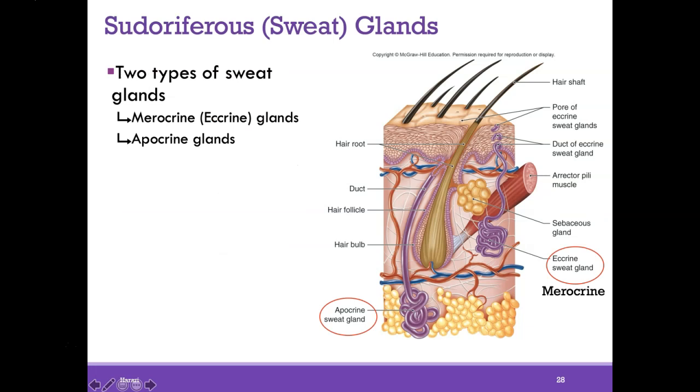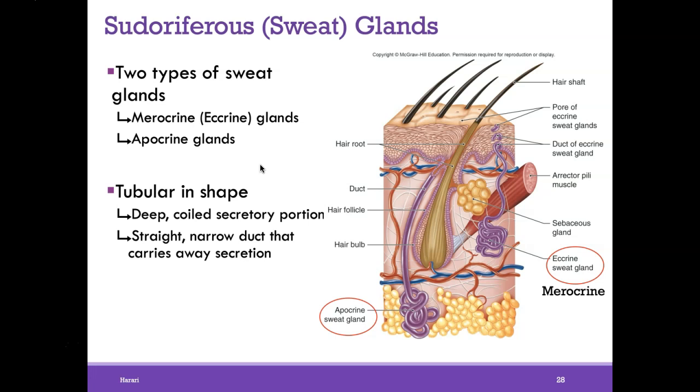So next we can talk about sudoriferous glands or sweat glands. And sweat glands are of two kinds. We have Merocrine / Eccrine glands and Apocrine glands. We'll talk about each of those, but regardless, they are tubular in shape, and they have a deep coiled secretory portion, like here, and they have a straight narrow duct that carries the secretion away from this deep coil portion. So each has a deep coil portion and then a duct.